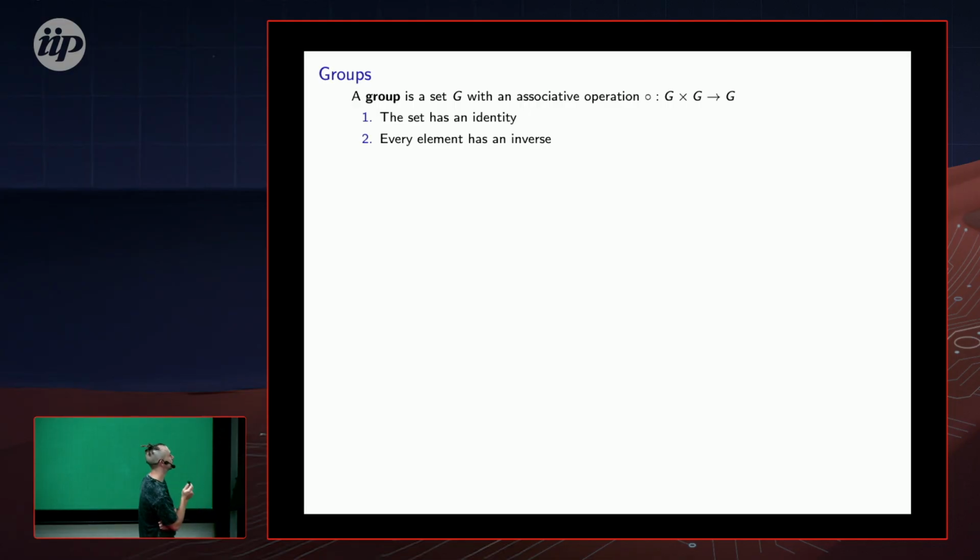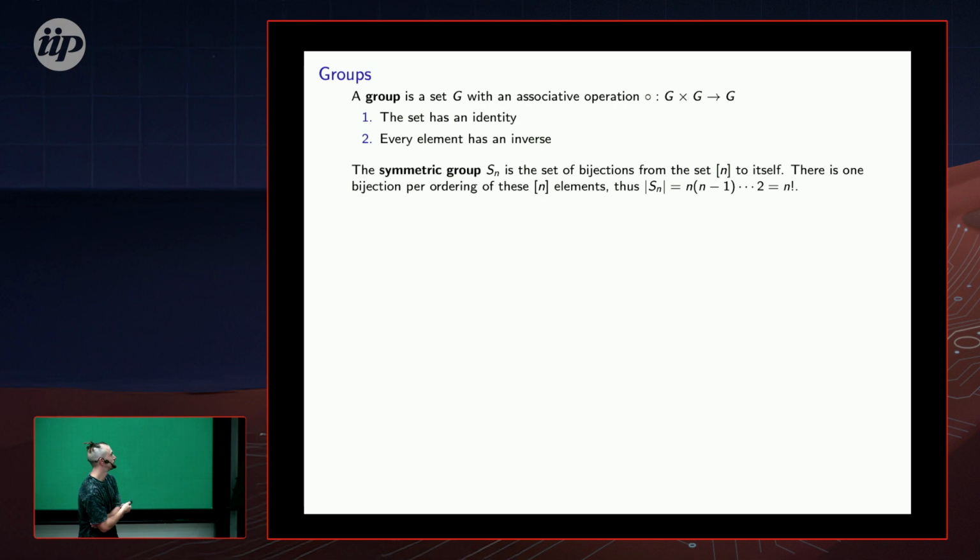The set G has an identity element, in the sense that the product of this identity with any element returns that same element, and every element has an inverse. So every g has a g^-1 such that when I take the product, I get the identity element. As an example of a group, we can consider the symmetric group, which is the set of bijections from the set of n elements to itself.